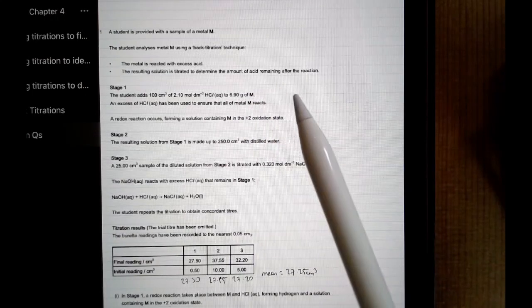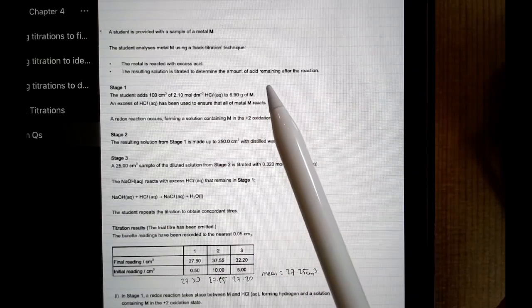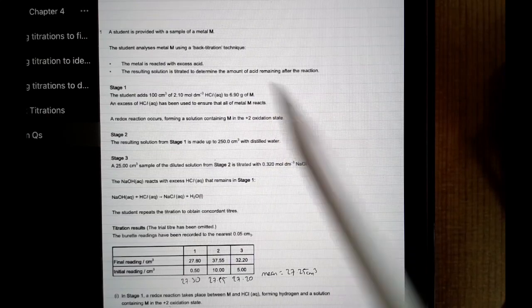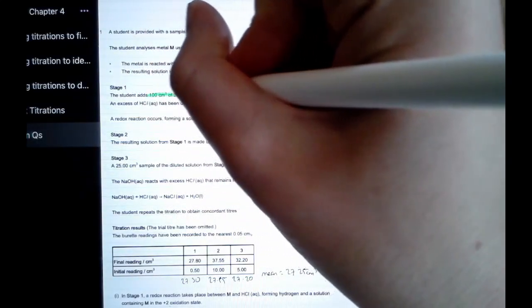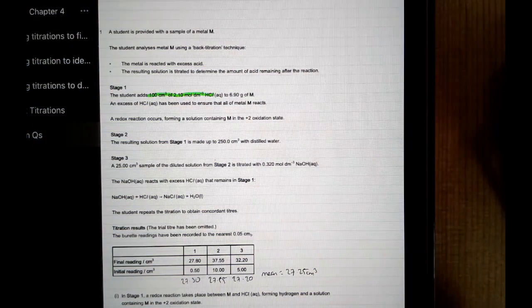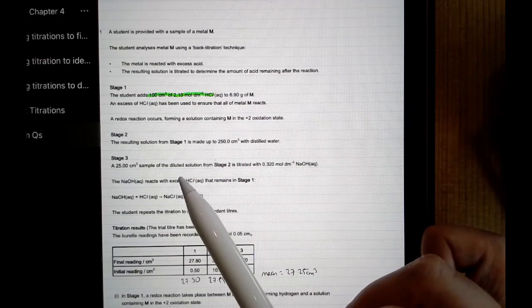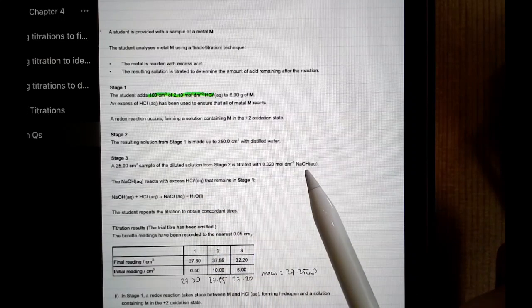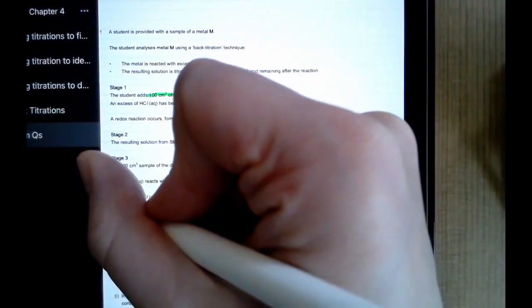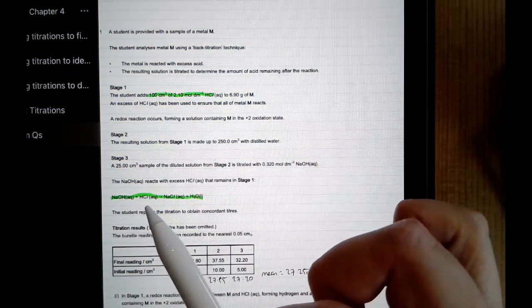So if you haven't watched the video on back titrations, please do so. But you do the titration to find out how much acid is left over. You'll be using this information later on in the question to work out how much acid you started with, but we're going to initially look at the titration information to see how much acid is left over. So with all that acid that was left over, you are going to titrate it against sodium hydroxide. And they give you the equation for it just down here. So you've got sodium hydroxide and the excess HCl being titrated against each other.